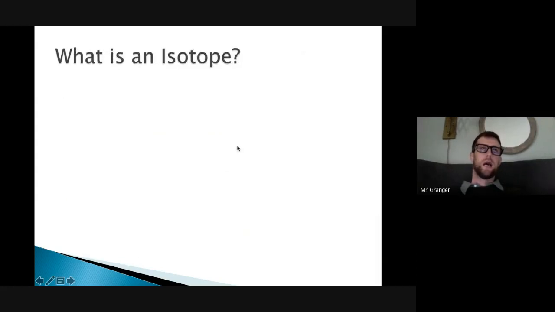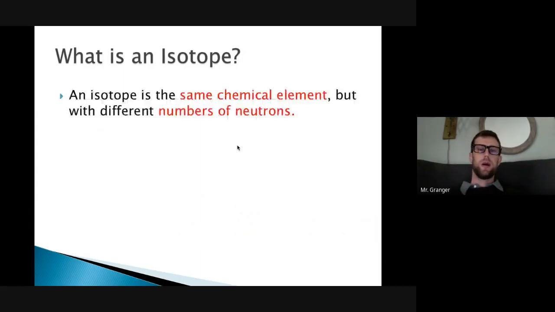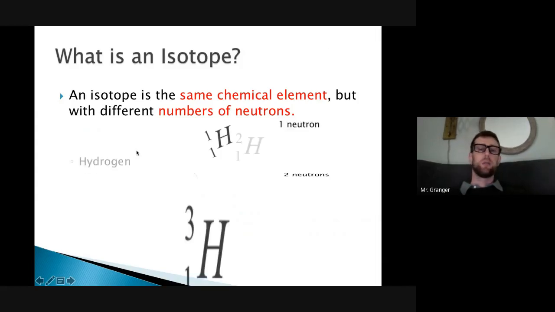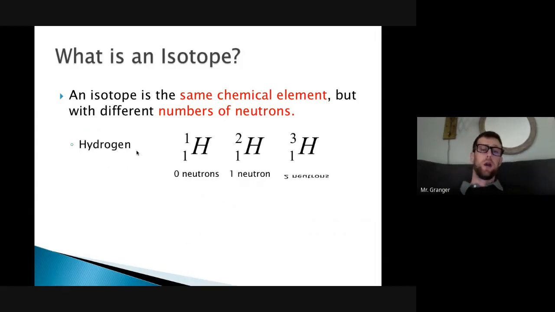So what is an isotope? We said we're using isotope notation for nuclear chemistry. An isotope is an element, and these elements have multiple forms of the same element, because an element can have different numbers of neutrons and still be the same element. So we can change the mass without changing what the element is by adding neutrons.